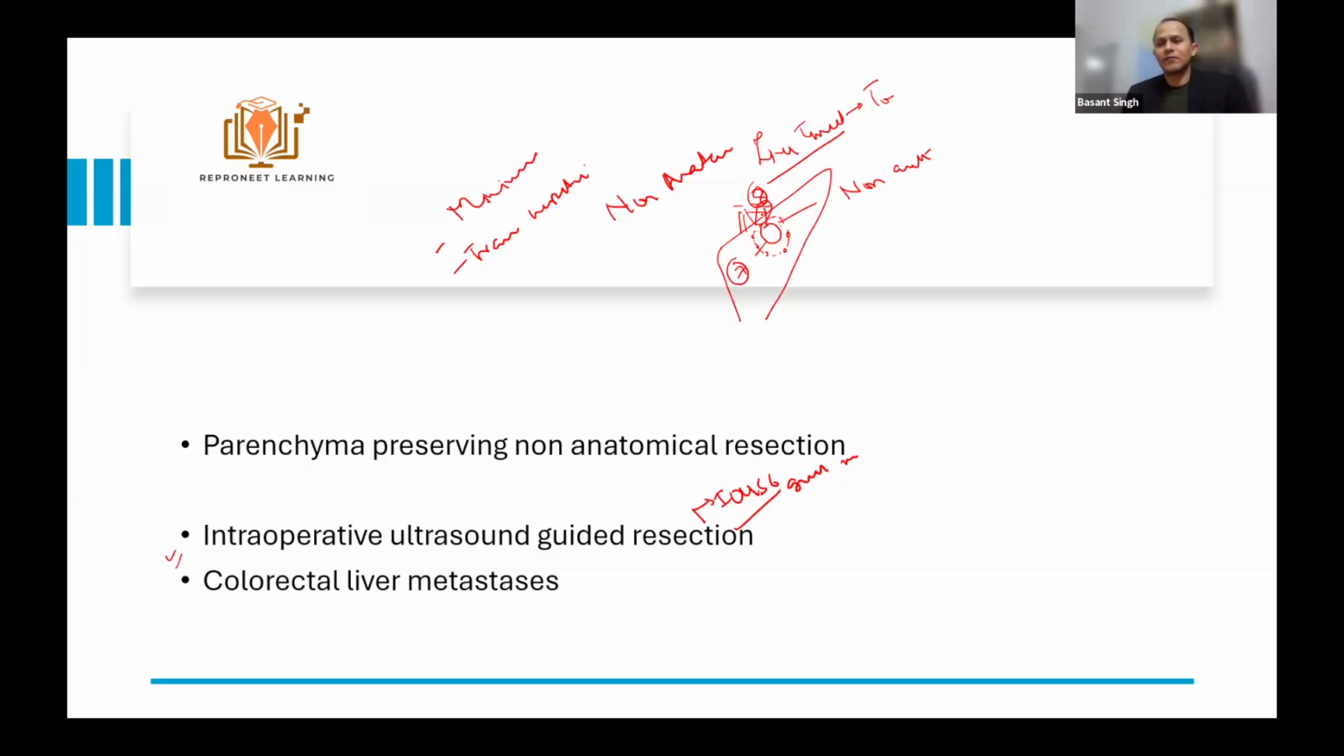So there are 3 ways of transecting the liver: the normal anatomical approach, the anterior approach, and the parenchyma preserving non-anatomical resection.